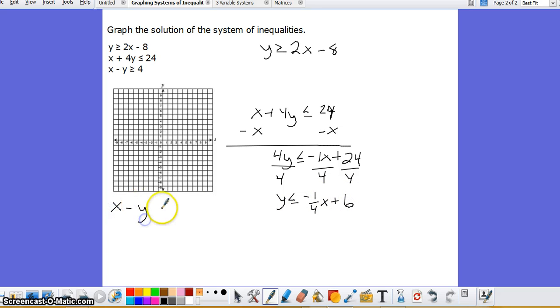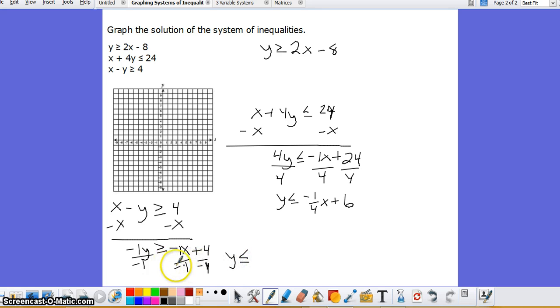Then our last one, so we subtract x. That's negative 1y is greater than or equal to negative 1x plus 4. Divide by negative 1, and we get y. Now we have to flip the inequality because we divided by a negative number, so y is less than or equal to 1x minus 4. So these are the ones that we're going to get tables for, or at the very least, you need to be able to do this and graph them in the calculator.